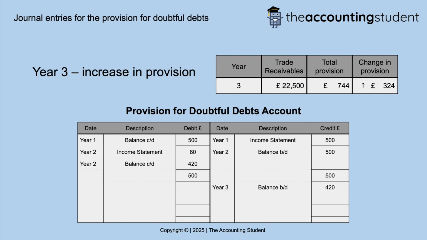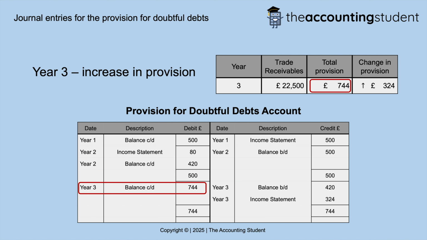The increase in provision of £324 is entered on the credit side of the provision for doubtful debts account. We then total the balances, which comes to £744, and will then carry down the remaining amount, which is £744, as the ending balance of year 3, and that will be the opening balance for year 4.